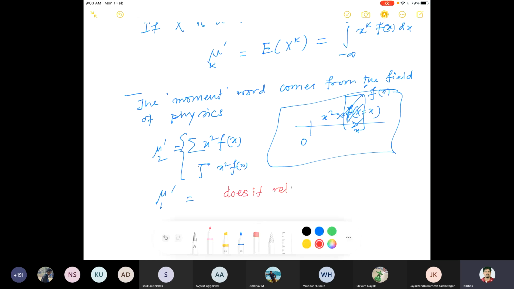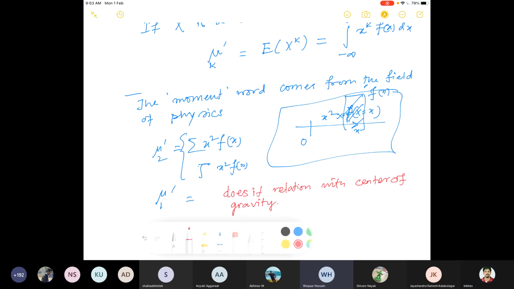Even if you don't know this, that is fine, but since there are students from a physics background, I'm just telling you, is there any relation with center of gravity? Remember that we call it a mass function. The word mass comes from physics, so it is related to physical objects, and definitely there must be a connection. You are asking about mu 1, the expected value, yes.